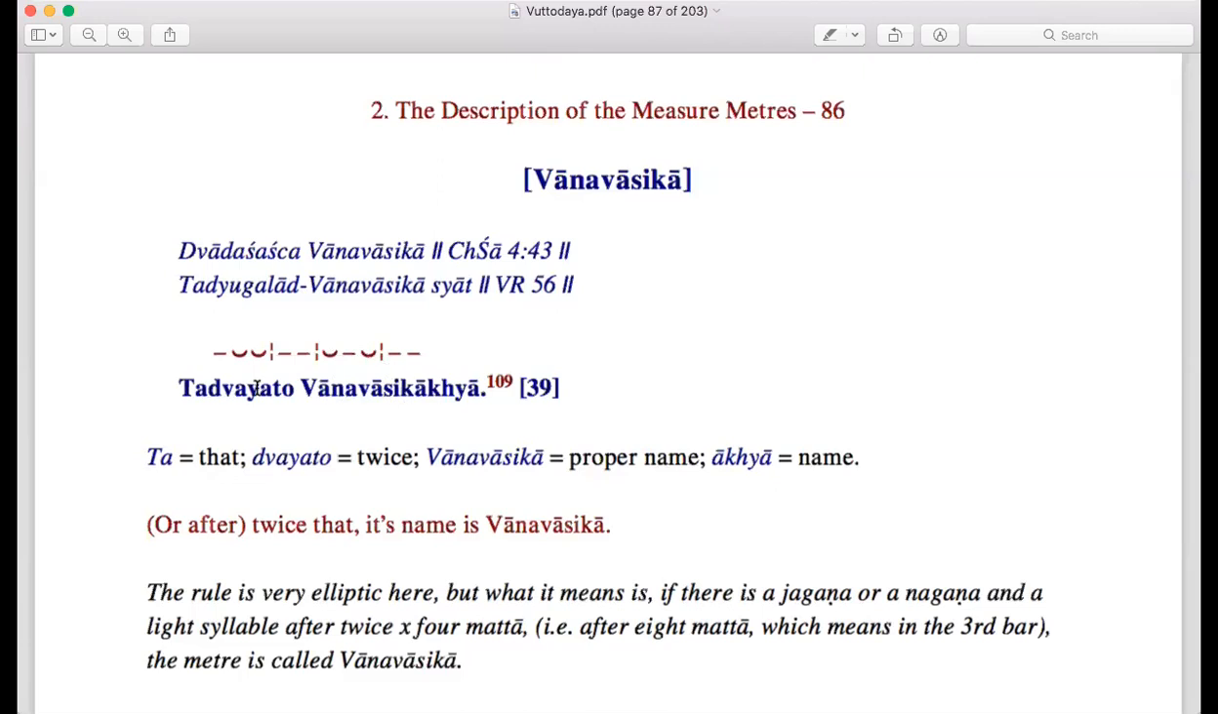So this is the rule which can be observed here. After 8 measures, there is a jagana. If this jagana was not there, then there should be a nagana with the lahu. Those are the conditions here. And if you count all the measures in this line, there should also be 16 measures. So is that clear for you?